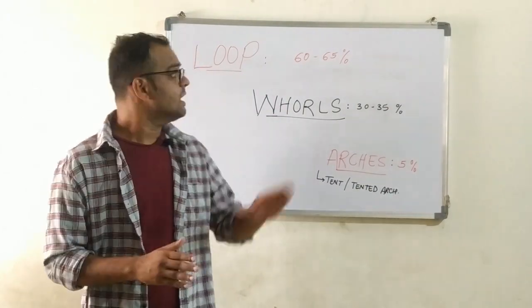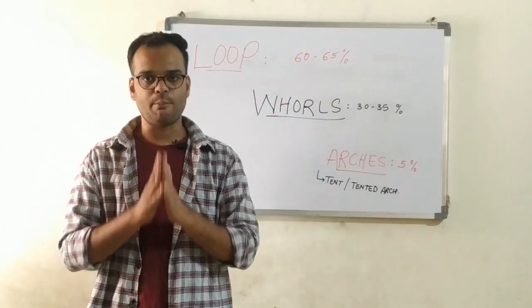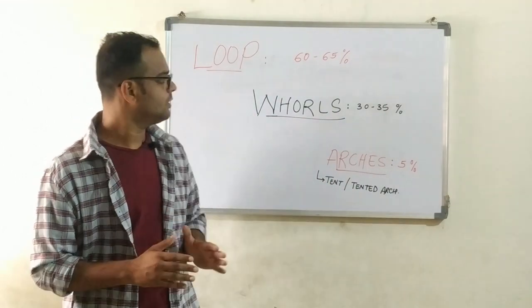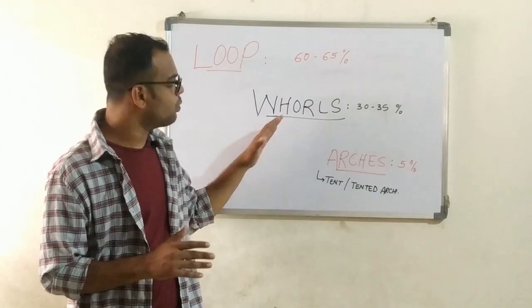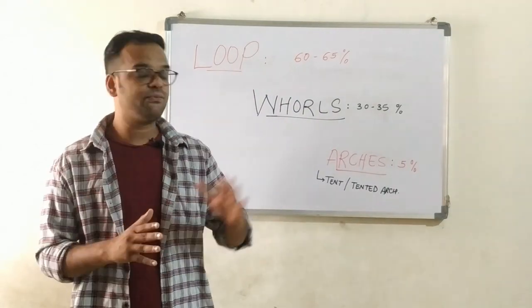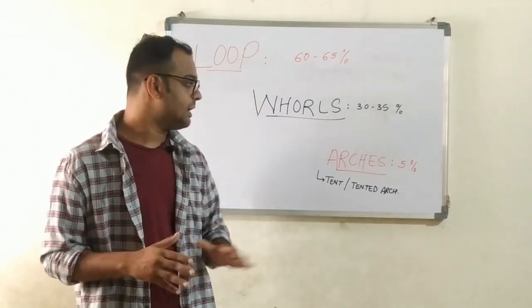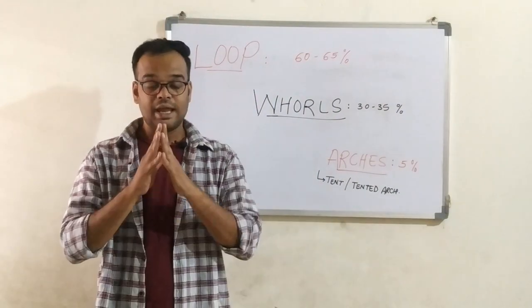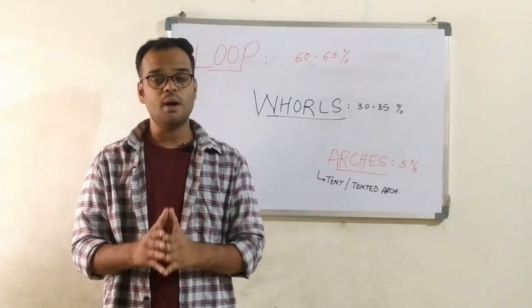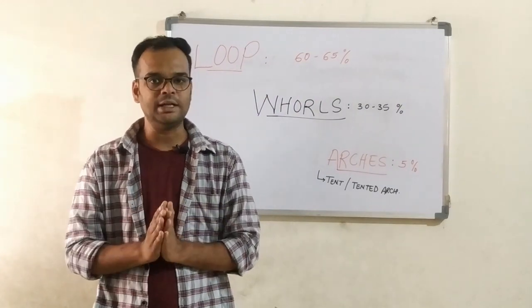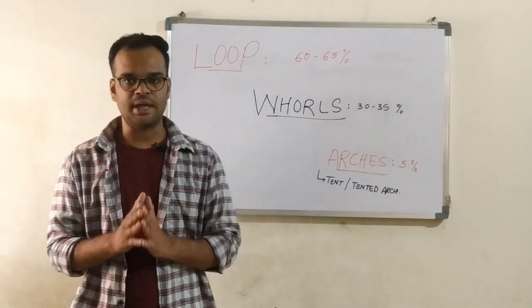According to the study, 60 to 65% of the population contains loops, 30 to 35% of the population contains whorl patterns, and about 5% of the population contains arches. Every person in this world shares these patterns. Now a person can have a single pattern or a mixture of all of them.